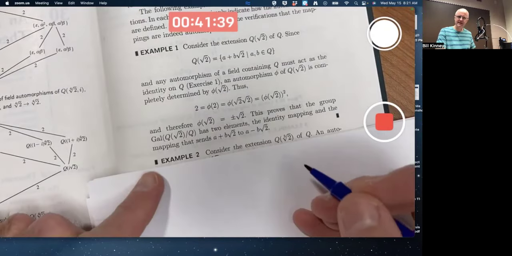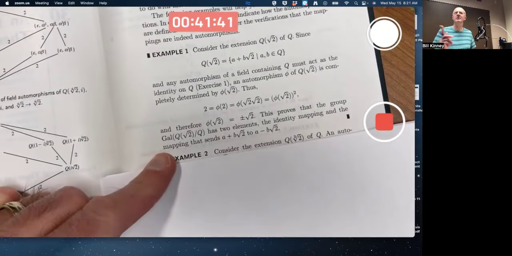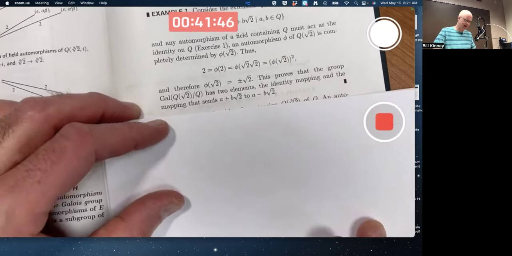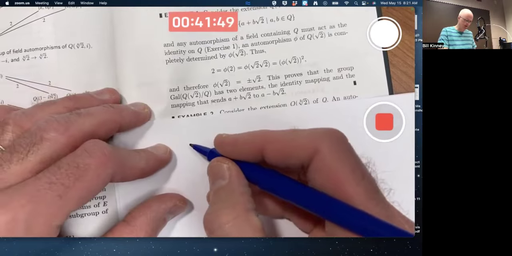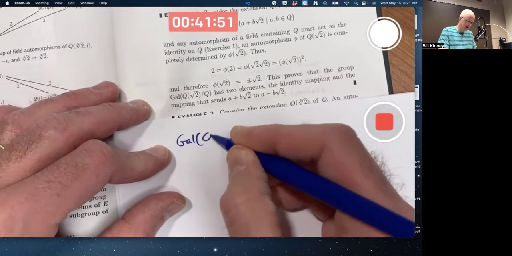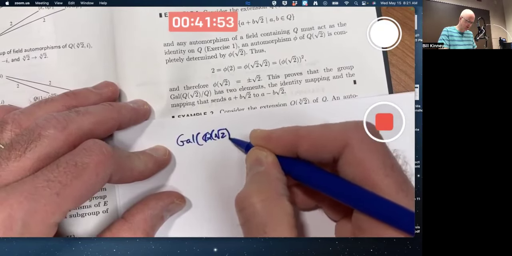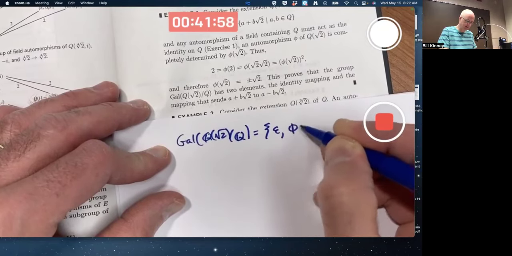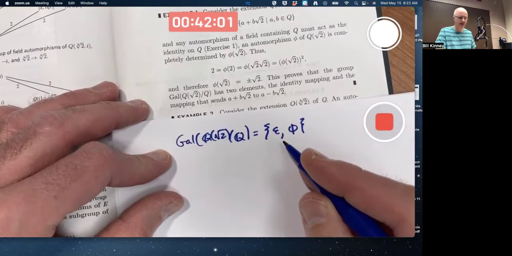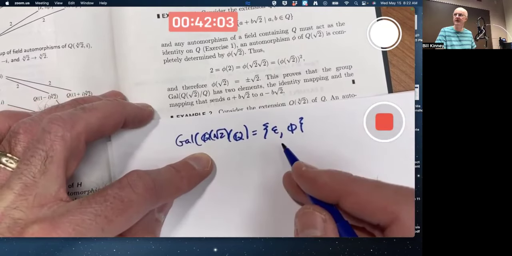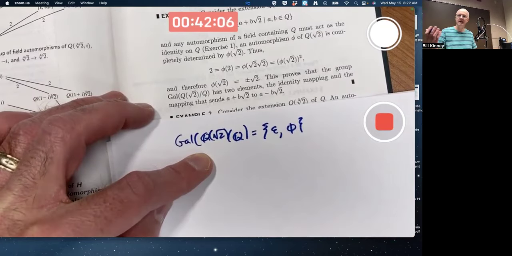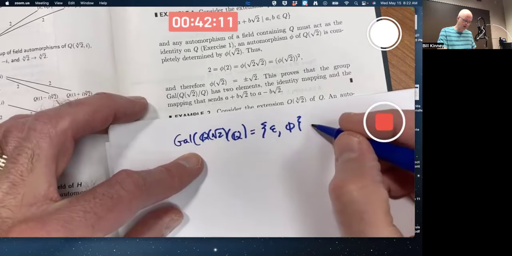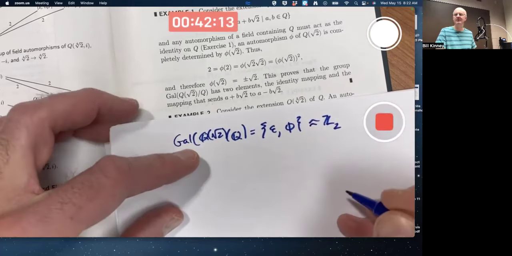The textbook stops example 1 right there. Let me go a little further, say something else. What have we just done? We verified that this Galois group of Q adjoin root 2 over Q has two elements, epsilon and phi, where epsilon is the identity mapping of Q adjoin root 2 to itself, and phi is the function that we were just working with, mapping A plus B root 2 to A minus B root 2. It's a two-element group, therefore it must be cyclic of order 2. It's isomorphic to Z2.